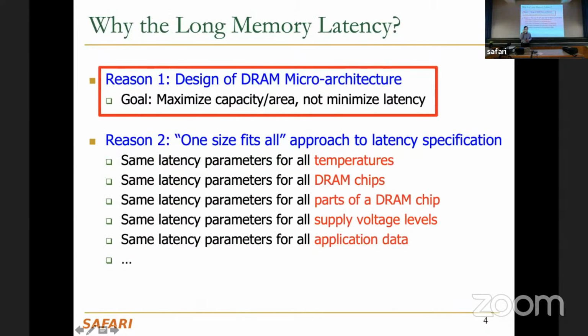And we were looking at basically the major reasons for high latency. One is due to design, and the second is due to how we approach specifying the latencies. We'll continue to talk about the first one. How can we change the design of the memory microarchitecture so that we can make latency a first-class citizen, so that we can optimize for it, as opposed to mainly optimizing for cost, which is capacity per area? And then we're going to switch to the second reason, which may be even easier to adopt, as we will see today. Does that sound good? Okay, cool.